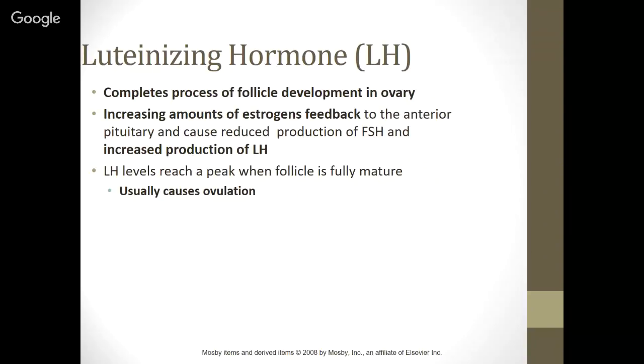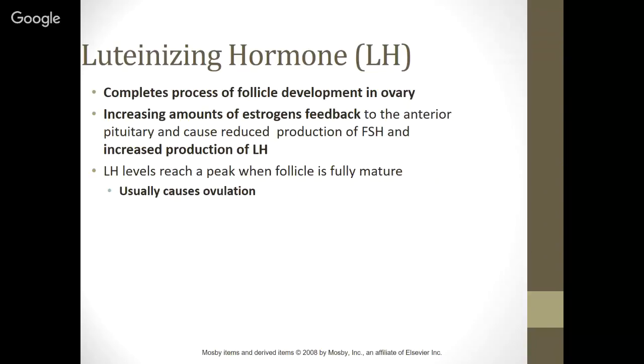Luteinizing hormone, or LH, completes the process of follicle development in the ovary. Increasing amounts of estrogens feed back to the anterior pituitary, causing reduced production of FSH and increased production of LH. LH levels reach a peak when the follicle is fully mature, and a surge of LH levels will cause ovulation most of the time.